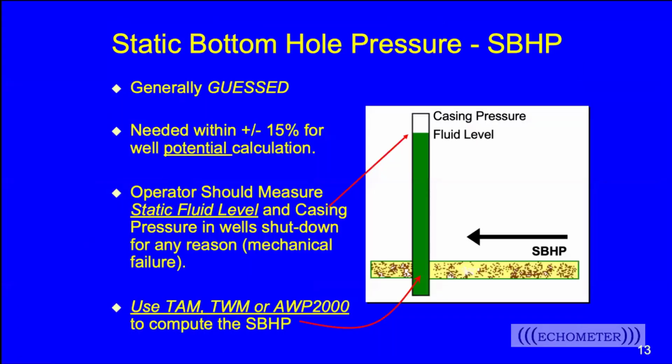So generally, during normal times, we don't have a good way to come up with this number, the static bottom hole pressure. So we're having to guess at this number, and we're guessing at a number to put in either the TAM software, the TWM software, or anything else we use to try and calculate the potential of the well. So really, to calculate the well's potential, we would like to have the static bottom hole pressure within about 15%. For other things, in terms of reserves and depletion, we'd like to be much more accurate than that. But if we're trying to size our pumps and so on, 15% would probably be good enough to get us in the ballpark on sizing our artificial lift equipment.